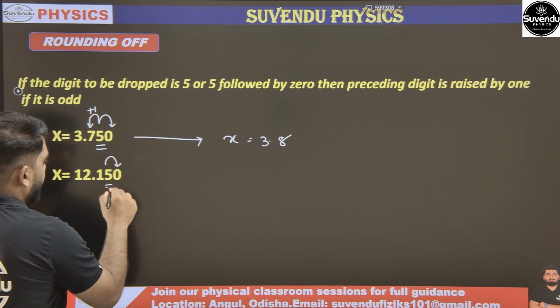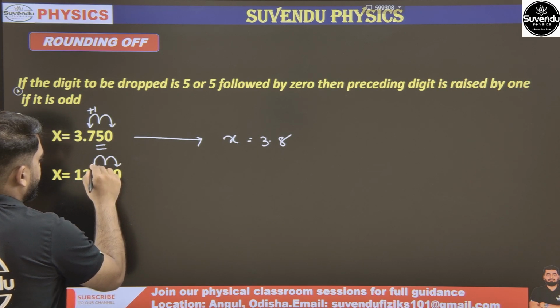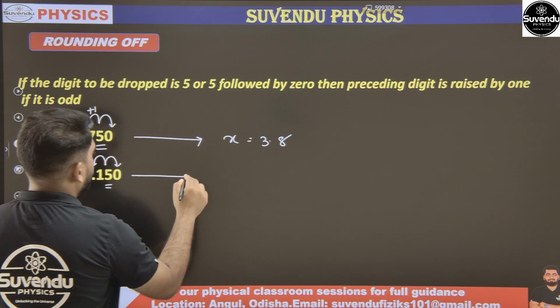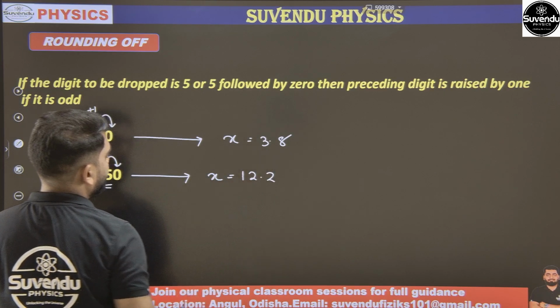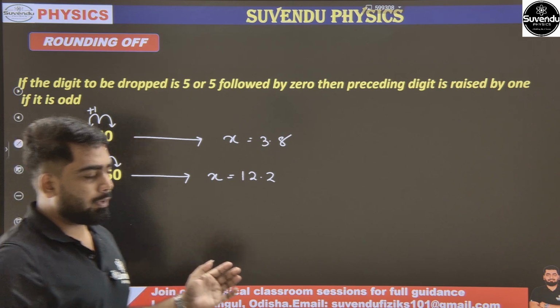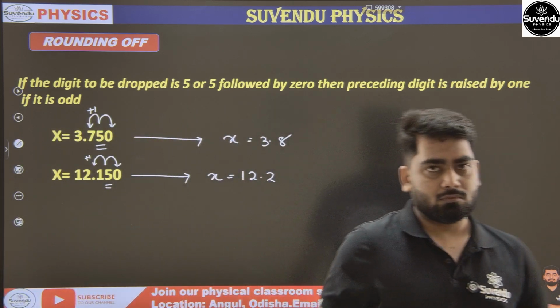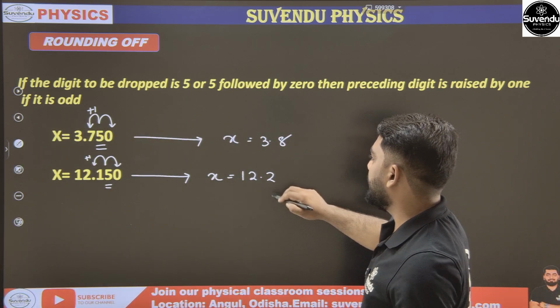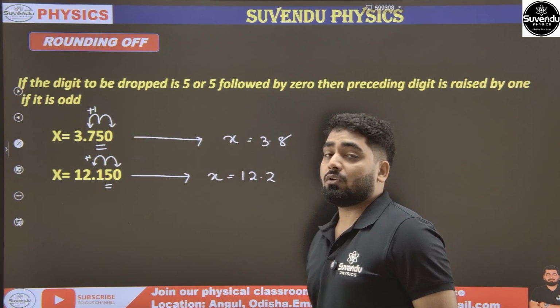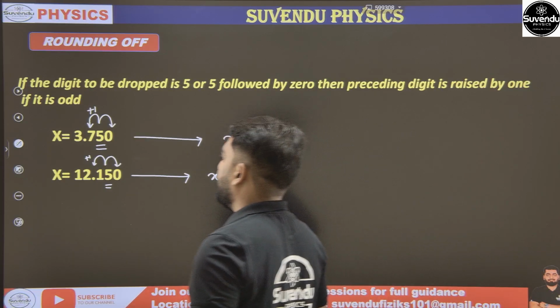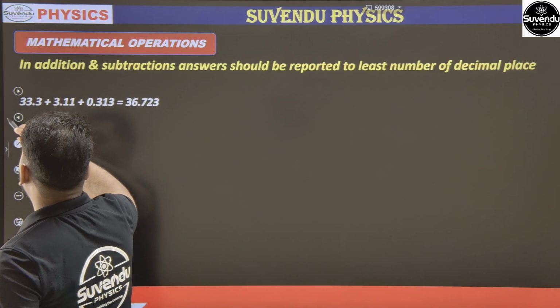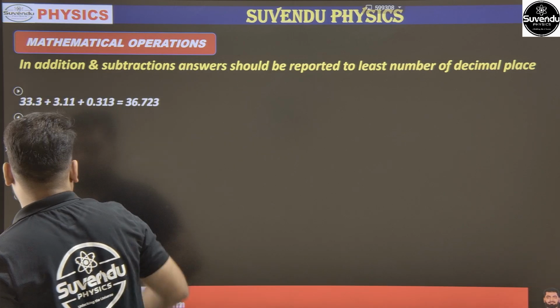Digit to be dropped is 5, 5 followed by 0, preceding digit raised by 1 unit. So this is rounded up to x is equal to 12.2. So this is about our rounding off. Based on the rounding off and significant figures, we have to focus upon the addition, subtraction, multiplication and division.